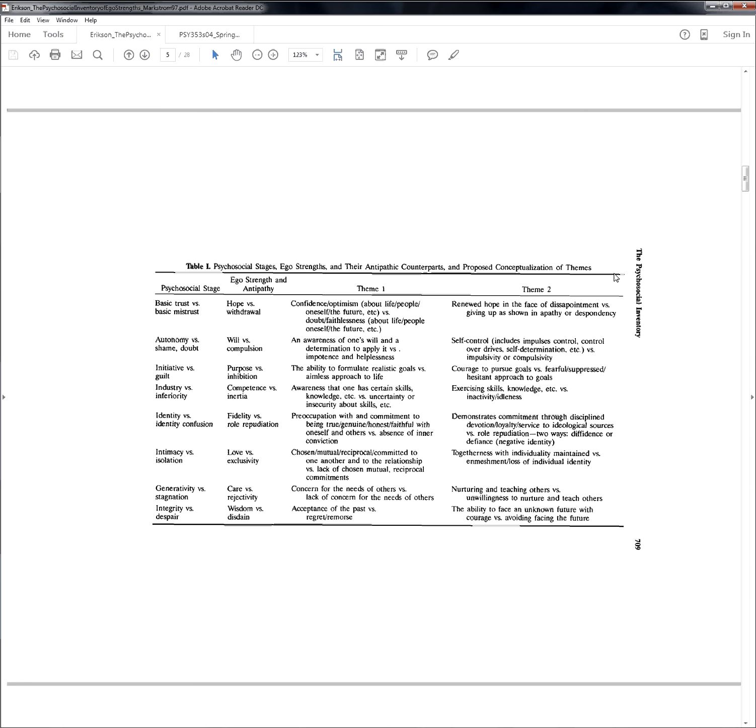Another aspect of it is that when hope is being crushed, or when there is a disappointment, how resilient is the person to renew their hope and rekindle their interest, and recover from discouragement. That's another aspect of the same ego strength of hope. That is called theme 2. As you can see here, its antipathy is giving up.